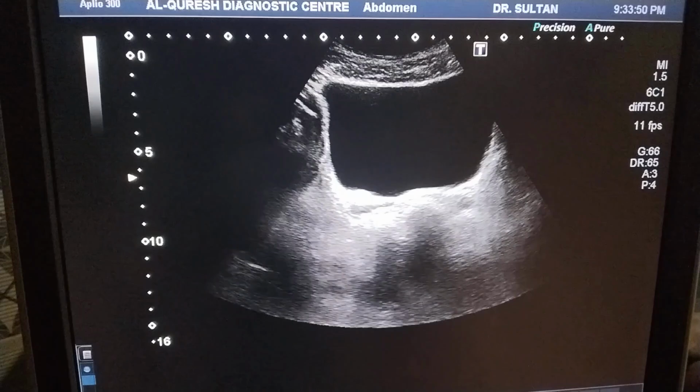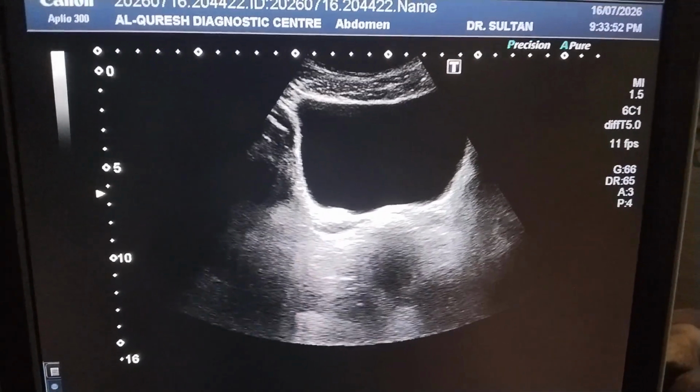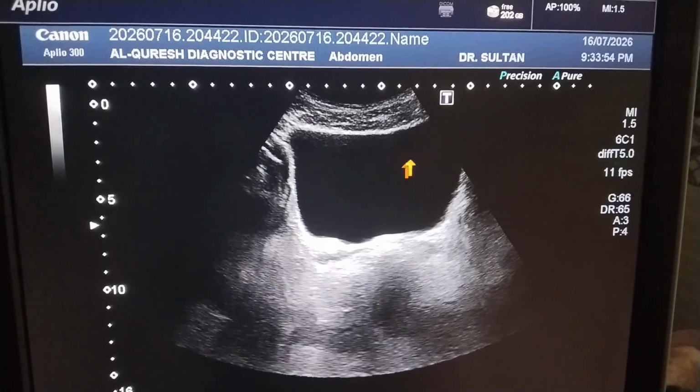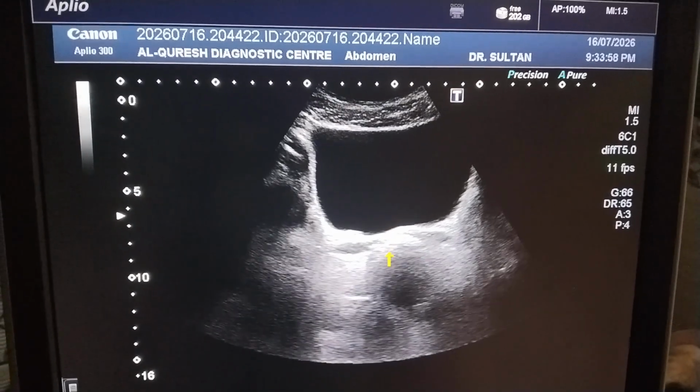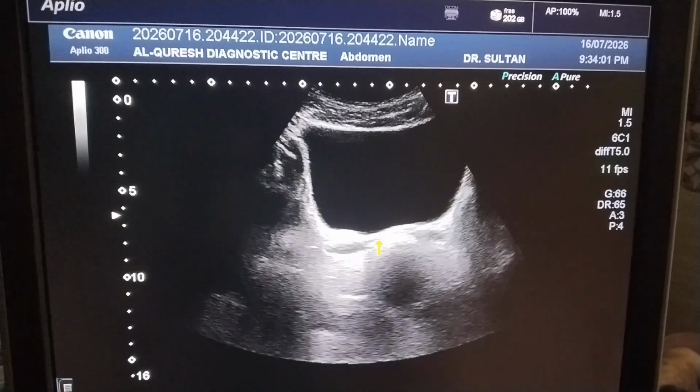And then when we appreciate this, we can see what is posterior to the urinary bladder.